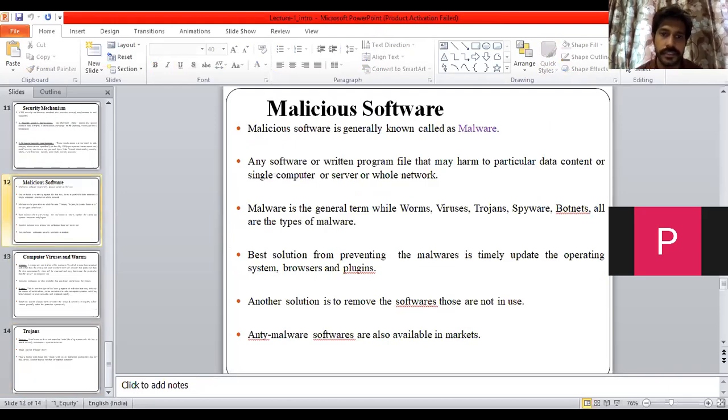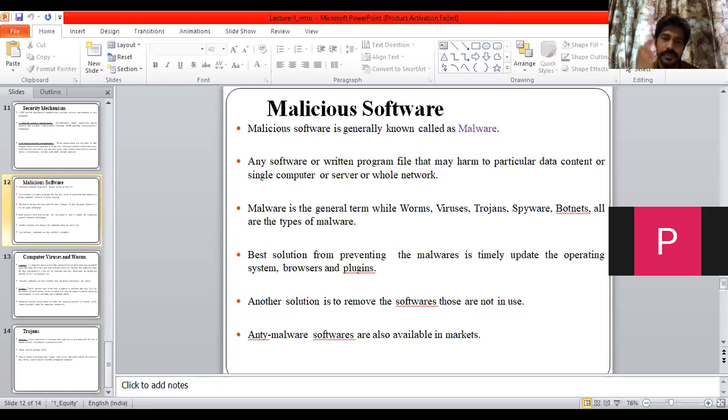Okay, so after this, malicious software. Generally all kinds of malicious software we call malware. And whenever we say malicious software, we always talk about virus, worm, botnet, and trojans and other types. Any kind of file, program file or data file that will harm the system or the network, we can call that particular thing a malware.